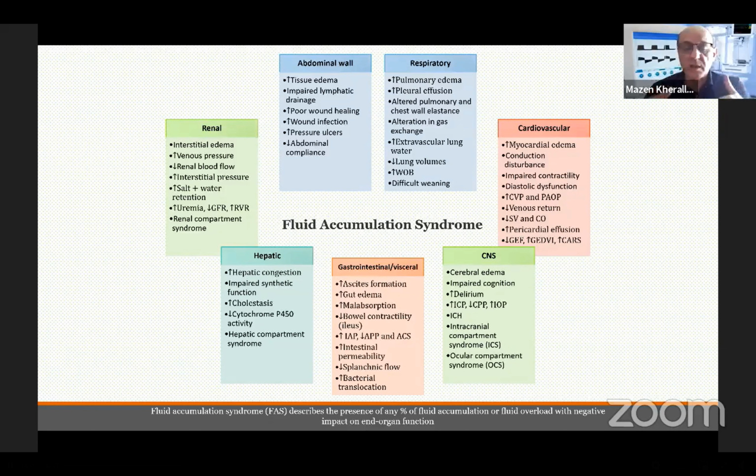And I'm sure that anyone who's listening to this, it's like he's saying, yes, we see this, and now it is nice to put it all together. So in the abdominal wall, there's increased tissue edema that will impair the lymphatic drainage, it will impair the wound healing, and that means also increased risk of wound infection, increased pressure, increased risk for pressure ulcers, and decreased abdominal compliance. And there are two terms that you need also to be familiar with.